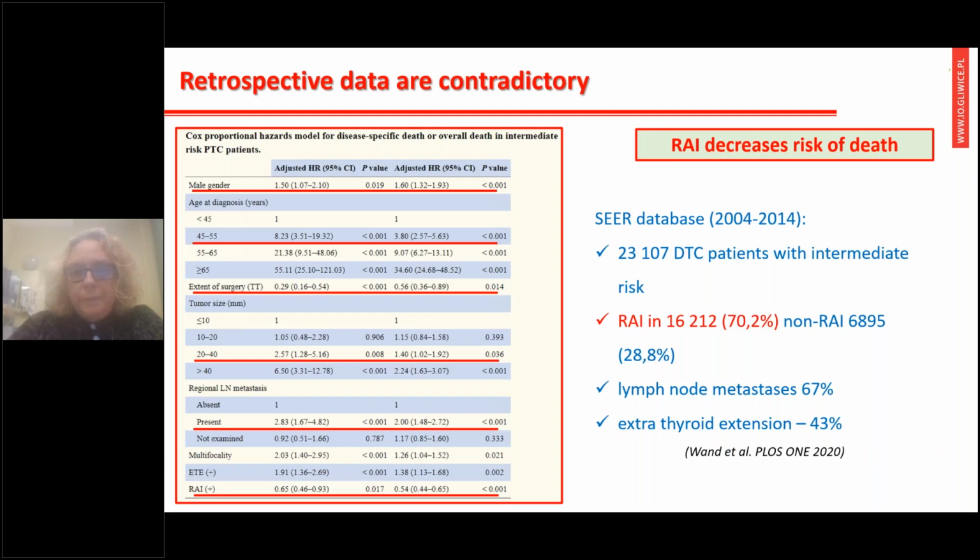2004 and 2014. About 70% of the patients were treated with radioiodine. About 2/3 of the patients had lymph node metastasis or extrathyroid extension. And as we can see, they are the prognostic factors that we all know: male gender, older age, bigger tumor, or lymph node metastasis were associated with lower disease-specific and overall survival of these patients. But when we looked at the treatment and at the radioiodine therapy, we can also see that there was an influence in this group of patients on the risk of death, and radioiodine reduced the risk of death in this group of patients.